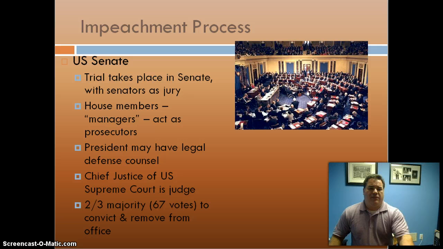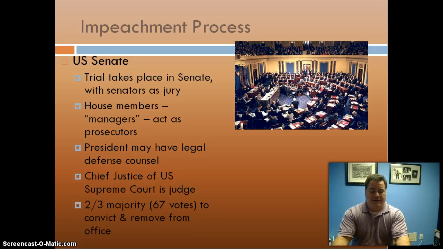Okay, now that process then turns to the U.S. Senate for the actual trial of the president. Now, in the U.S. Senate, the senators act as the jury, for lack of a better way to put it. The House members, who essentially bring the charges against the president, are called the managers of the impeachment process. They act as the prosecutors, and they can direct examine and cross-examine witnesses before the Senate. I mean, it runs kind of like a real trial.